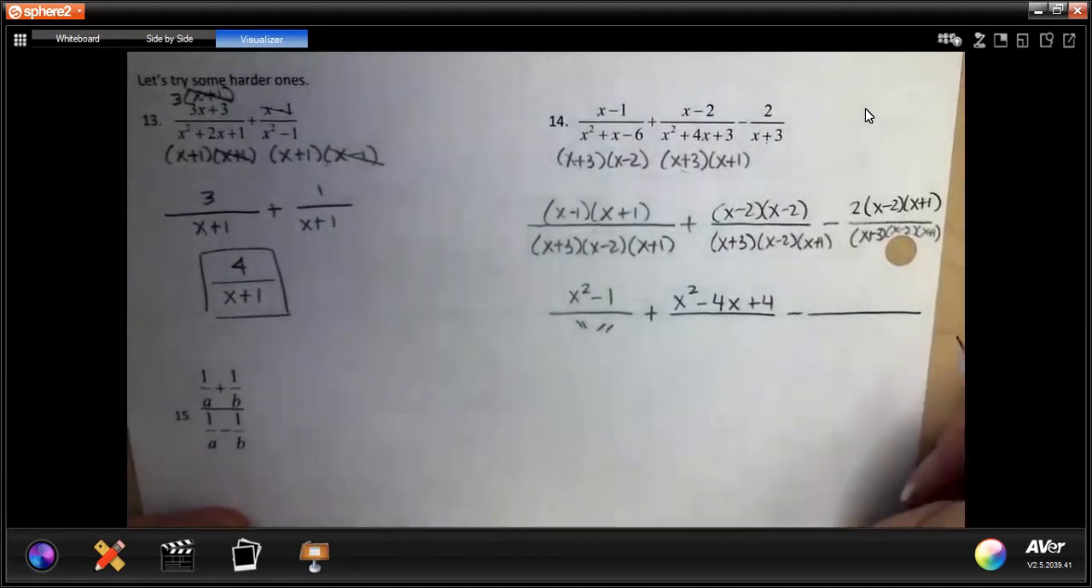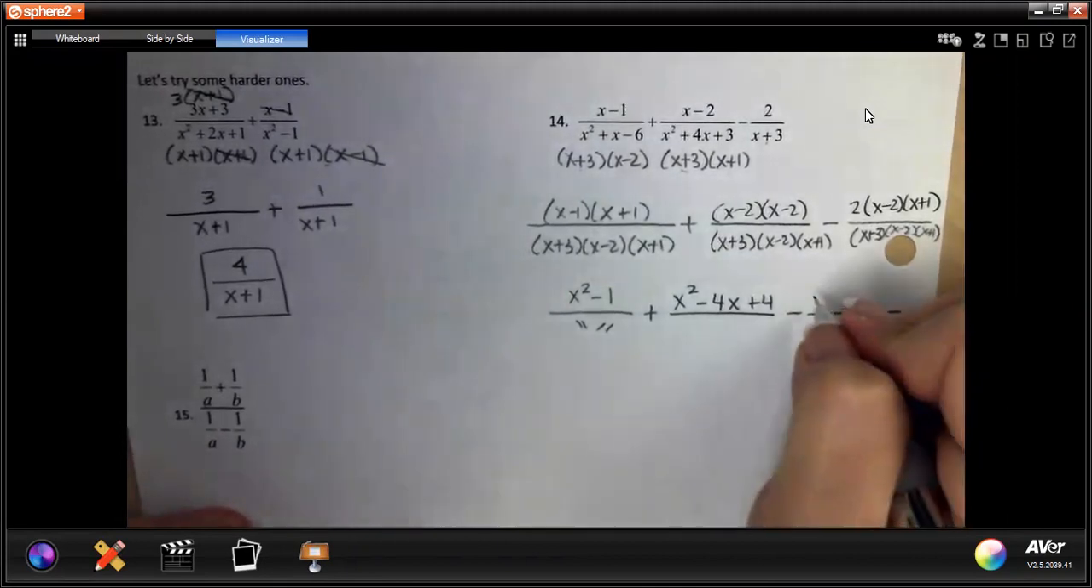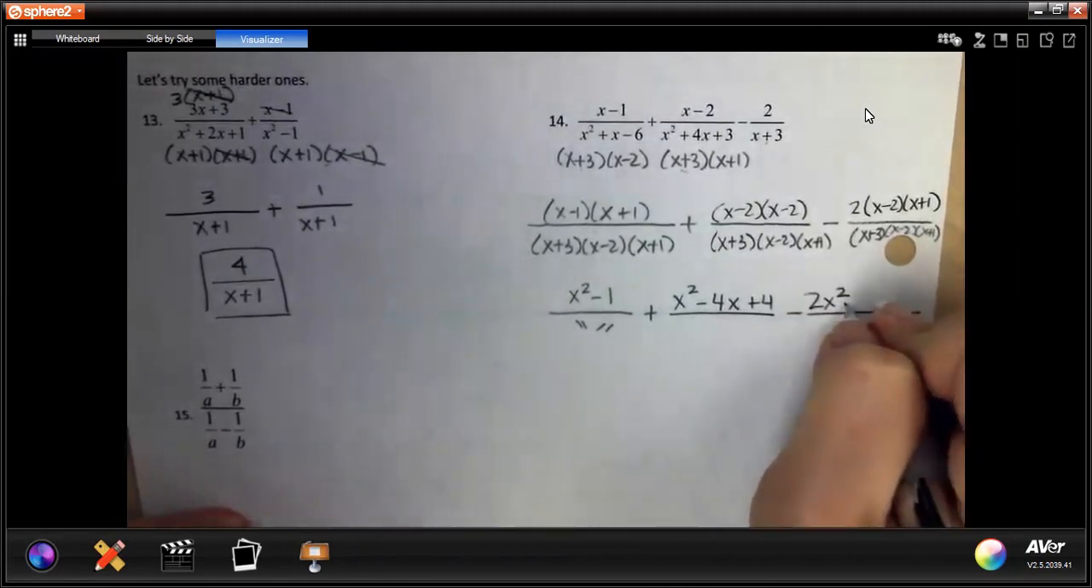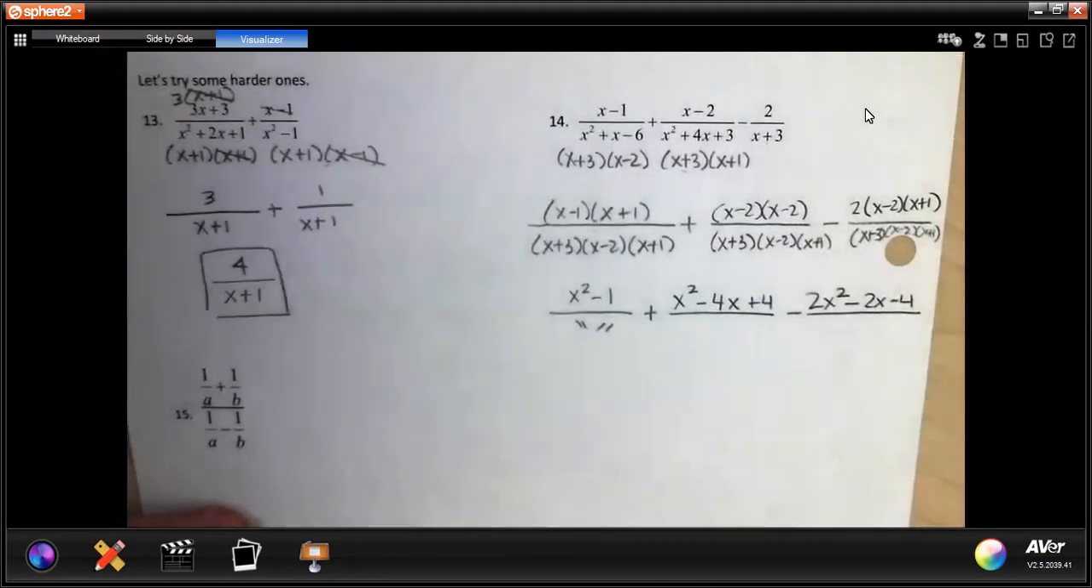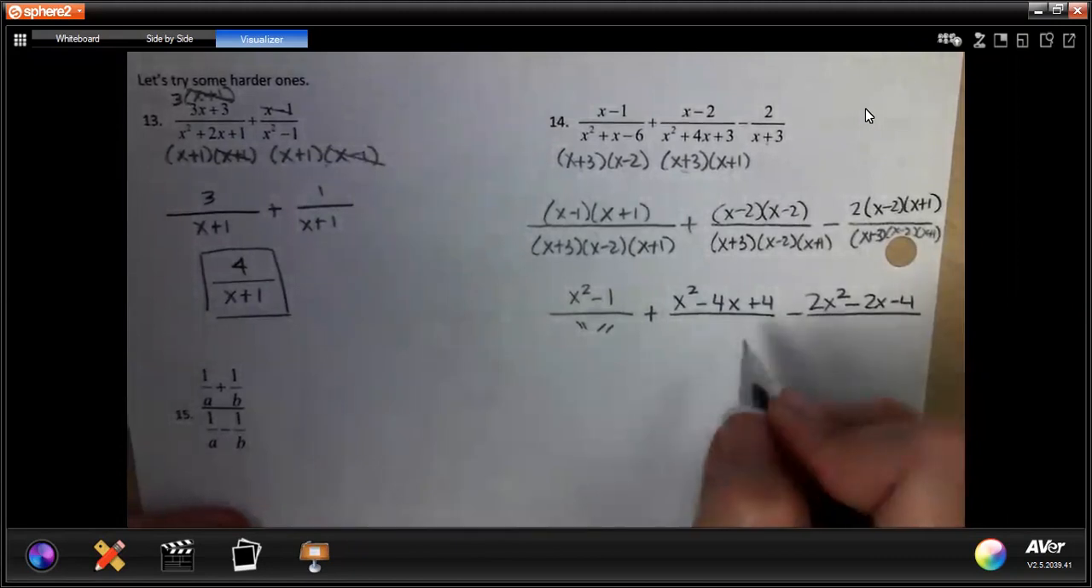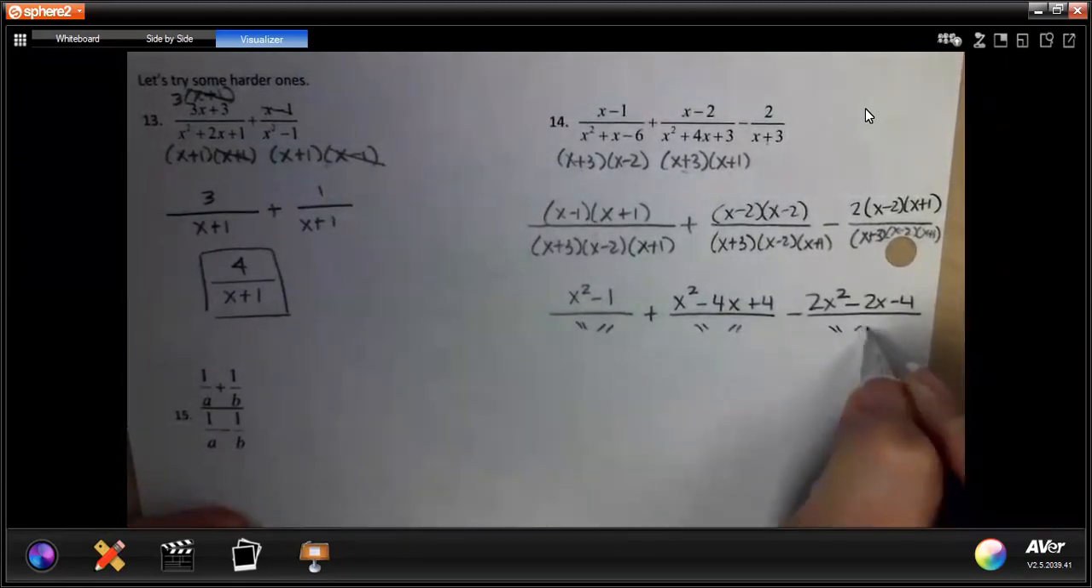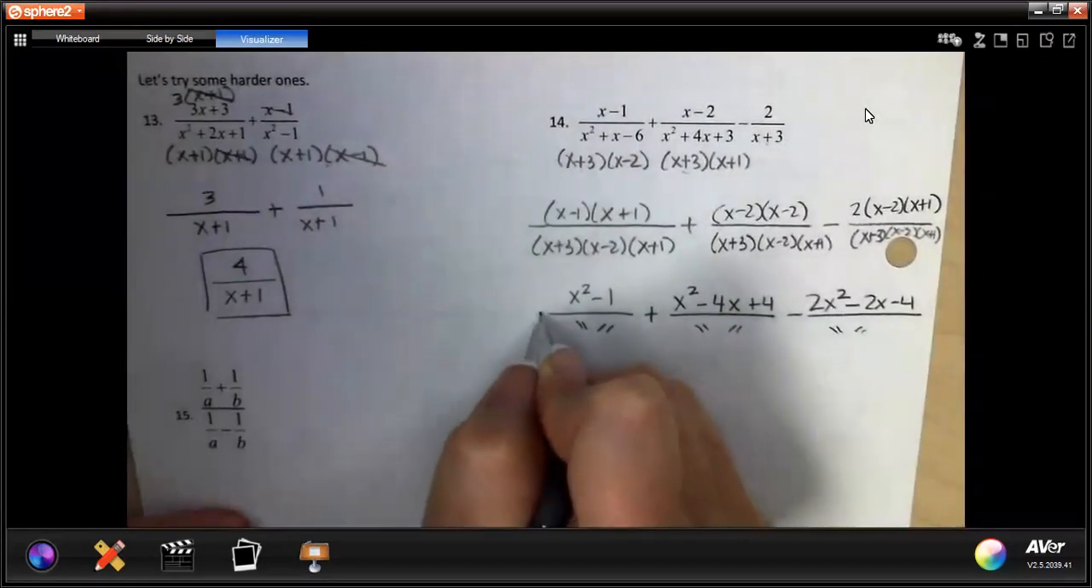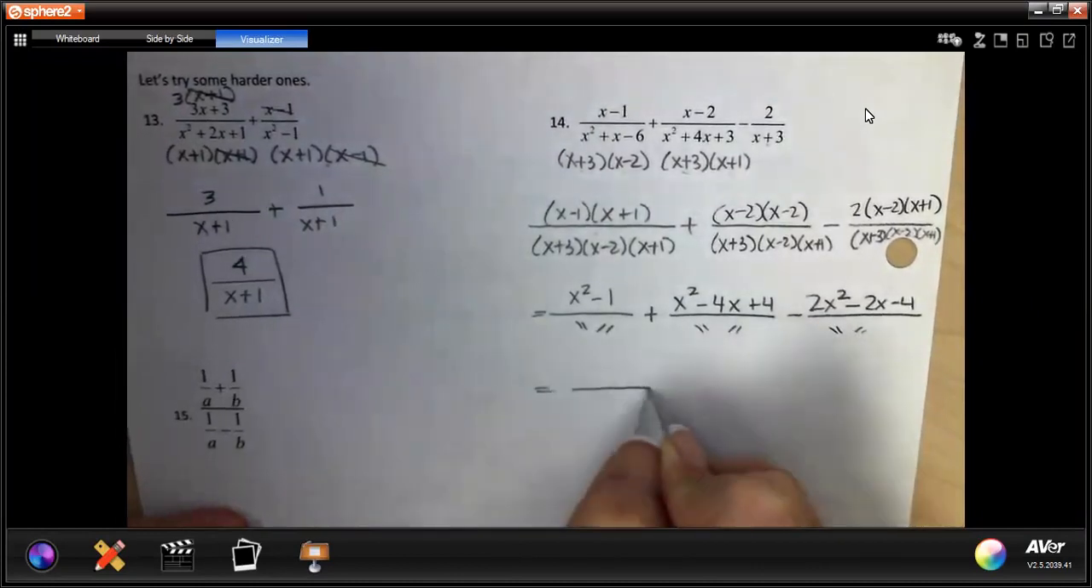And then my last one, we've got 2x squared minus 2x minus 4. So we FOIL those two, and then we distribute it to 2. All right. For our final step now, we go ahead and keep the denominator.